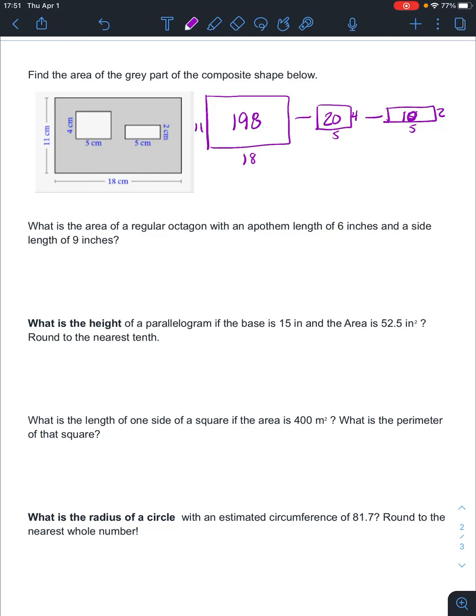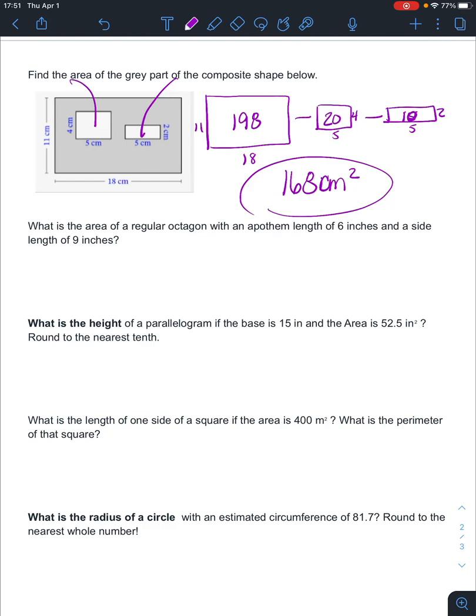So we use base times height for all the rectangles. And you would use whatever shapes, okay? We have holes, right? We have a hole, and so we have to take those away. If you're adding on, if you're putting two shapes together, then you would add them together. So we take 198, and we subtract 20, and we subtract 10, and we end up with 168 centimeters squared left.